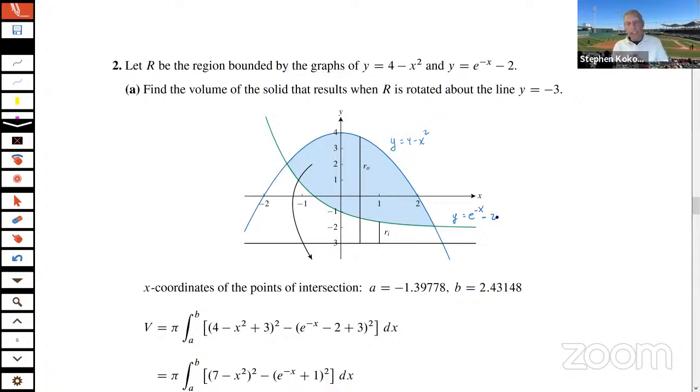And this is definitely a calculator active problem. And Tom, help me here. Don't let me miss anything as we talk about calculator tips here on the exam. I want to find the volume of the solid that results when we take this region R and we rotate it about the line y equals minus 3.